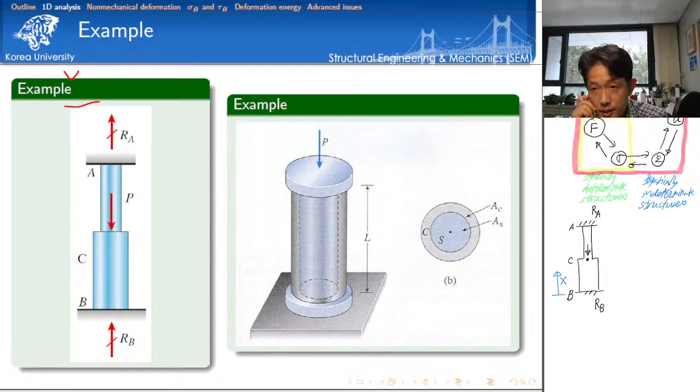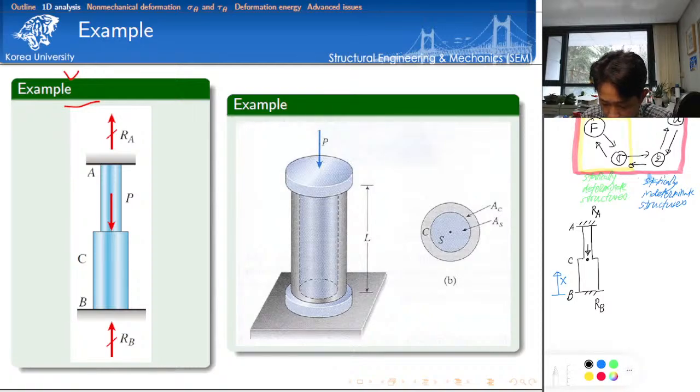So if you don't like to choose point B as the origin, you can use point A as the origin, or you can use a downward coordinate system. That doesn't produce any different result. Your solution must be completely the same. Okay, trust me.